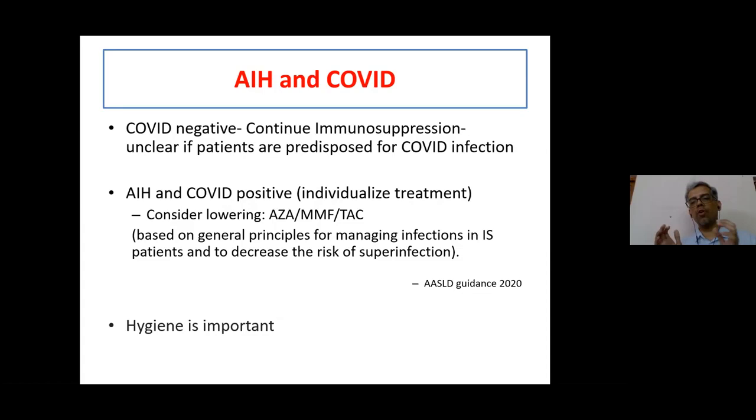In patients who are COVID negative and on immunosuppression, there is no data to suggest that we should reduce immunosuppression, as these patients probably are not predisposed to COVID infections because of immunosuppression. But if you have an AIH patient with COVID infection, consider lowering the immunosuppression. These guidelines are by the AASLD, based on the general principles for management of infections and immunosuppression, and to decrease the risk of superinfection. Hygiene is the most important, and that's how we need to manage such patients.